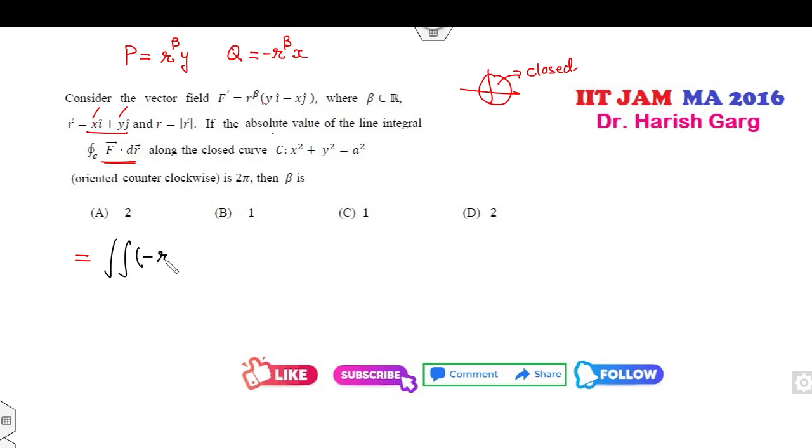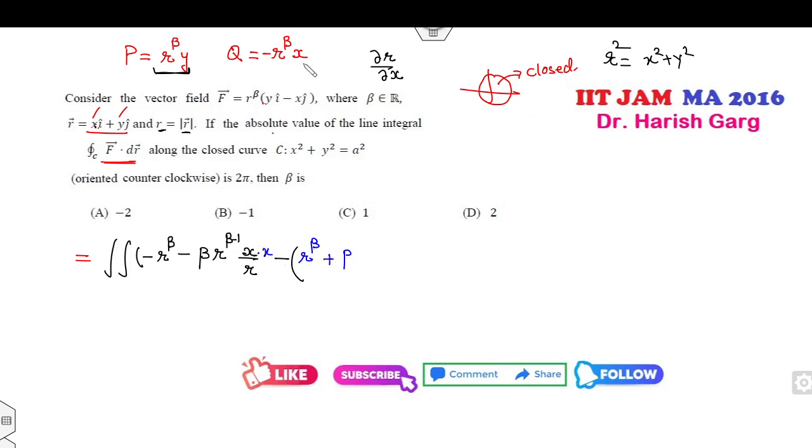So the derivative with respect to x is r raised to power beta; I can use the product rule. Then minus beta times r into del r by del x. What is r? R is the magnitude, so r will be the square root of x square plus y square, so this will be x over r. Minus the partial derivative with respect to y. What is the partial derivative with respect to y? It is r raised to power beta plus x times, by the product rule, y beta times r raised to power beta minus 1 del r by del y.